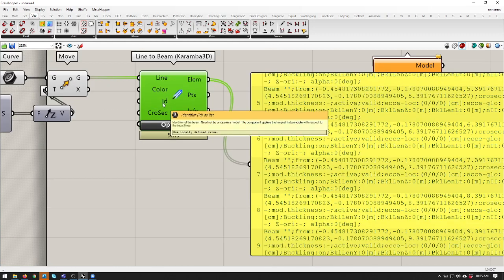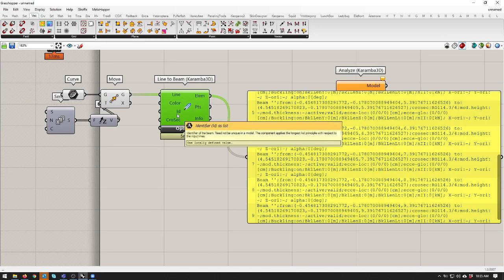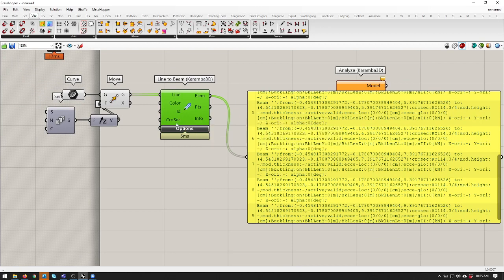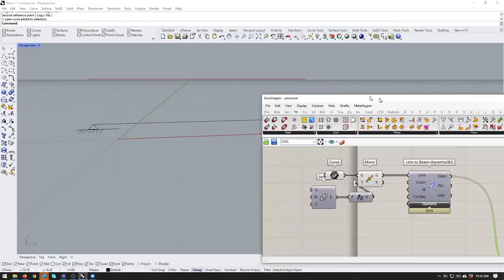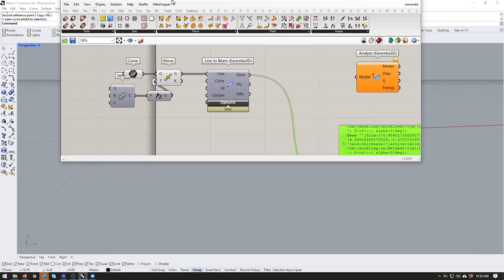Then there's ID. Now this is a useful thing later on if we want to apply typologies to beams. So just keep this one in mind, and then cross section. So that is just the profile that we were talking about. We're going to use just the default cross section that Karamba applies, and we'll just see what it does. And we'll talk about cross sections and how to change them in a minute. If I just plug that in, this thing's going to complain.